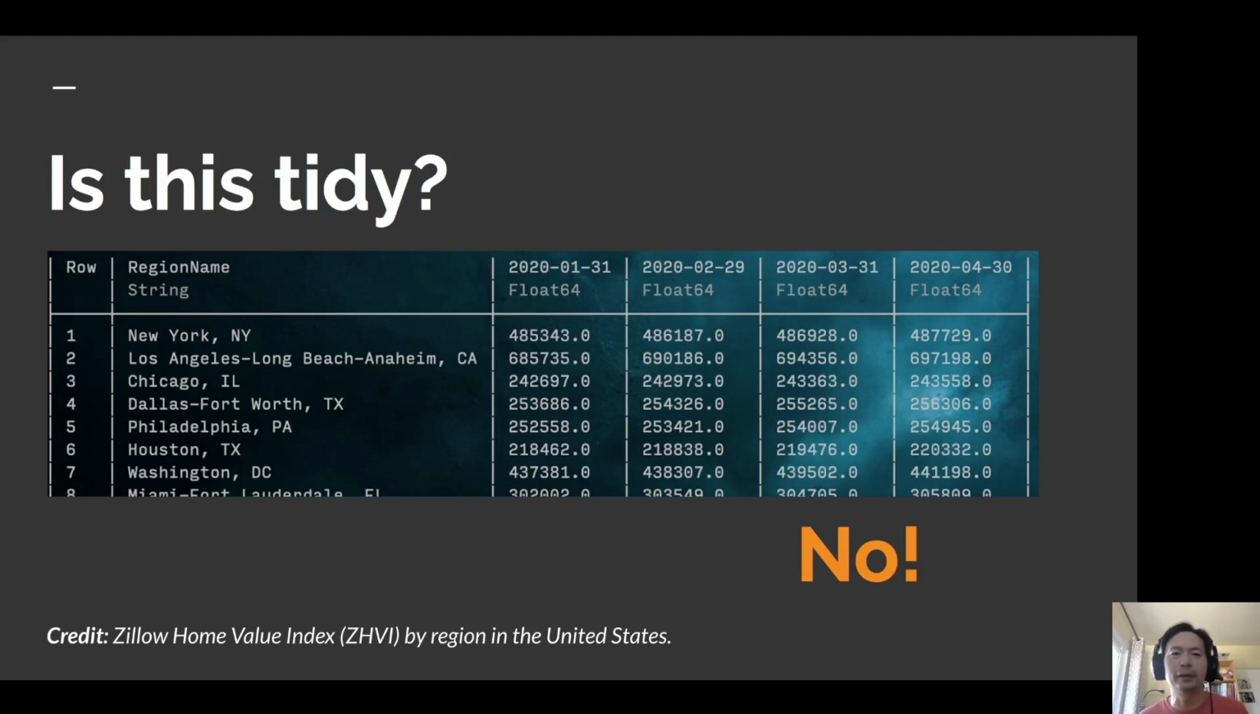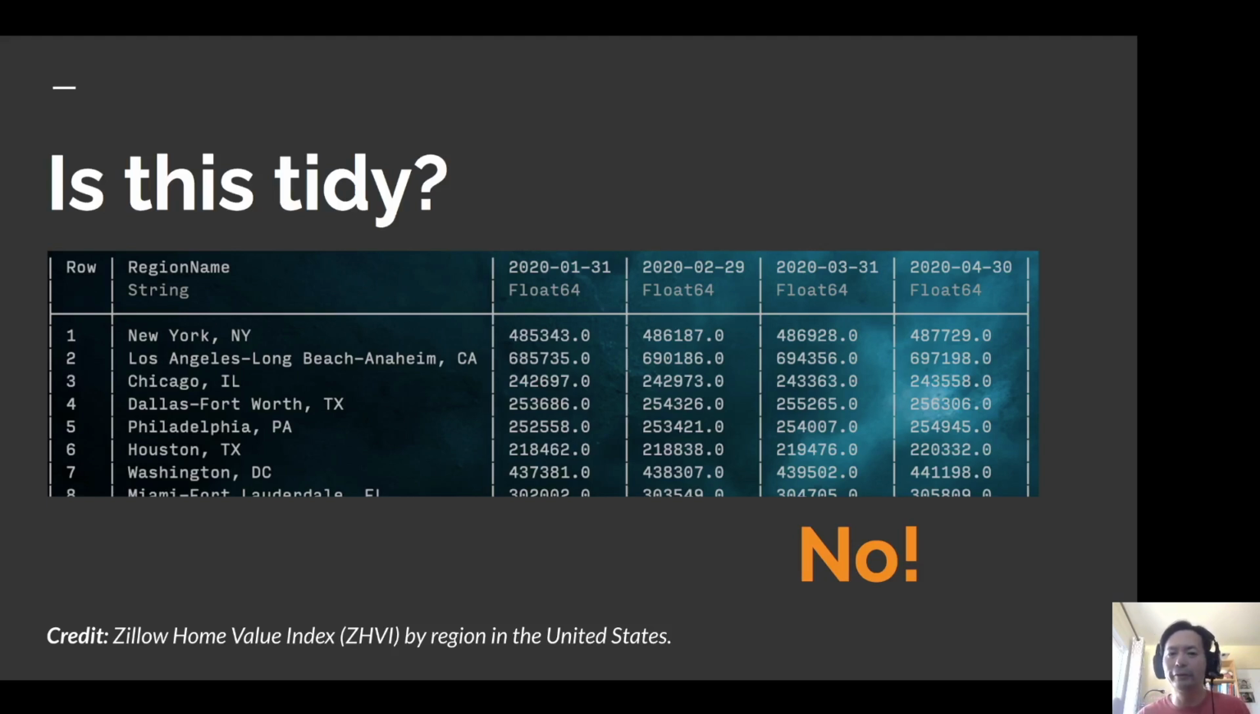So it looks nice and clean, but is it really tidy or not? I would say no, this is not tidy. What happens is that, think about what is an observation, right? When you make an observation about something, typically you will observe that at the same time, right? And here, obviously, the dates are in columns, right? So in every row you actually have multiple observations about New York, for example. In the first row, you have multiple observations of that home value index.